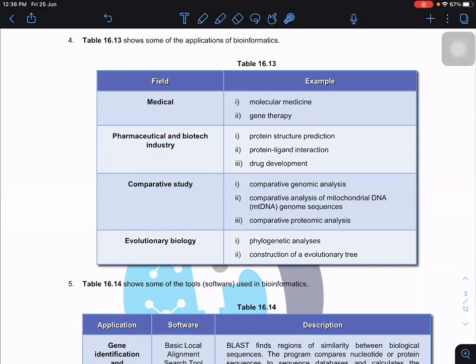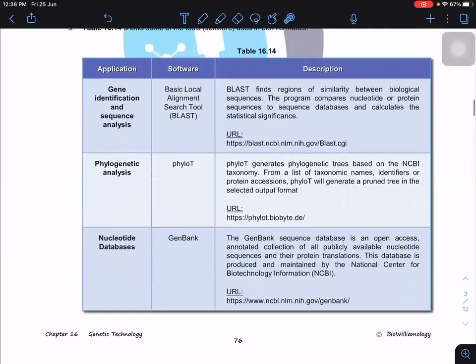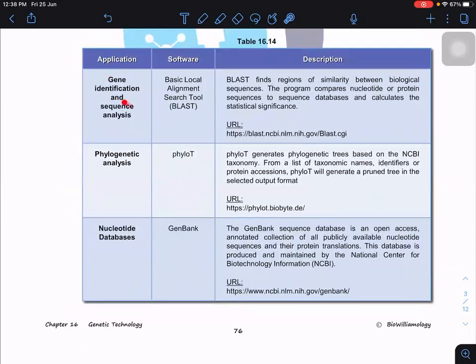So these four, we're going to focus on. Later we're going to look at each of the tools that we can use in bioinformatics. First, we can have gene identification and sequence analysis. One of these we call BLAST. BLAST stands for Basic Local Alignment Search Tool. I will give you the URLs. You can actually go and search it, just try and play around with it.